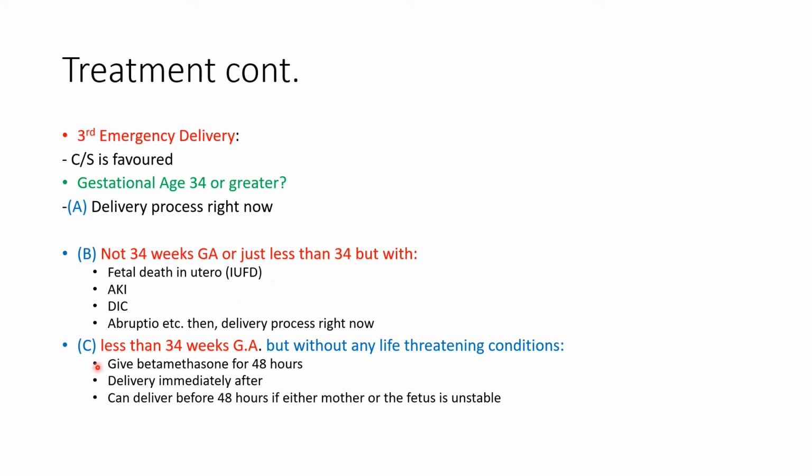day further. If it's less than 34 weeks, but without any life-threatening conditions, then we should delay the delivery by giving betamethasone for 48 hours, then deliver immediately after 48 hours. We can deliver before 48 hours if either the mother or the fetus becomes unstable.